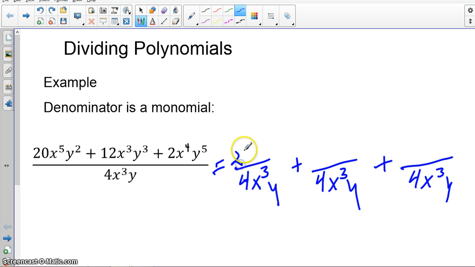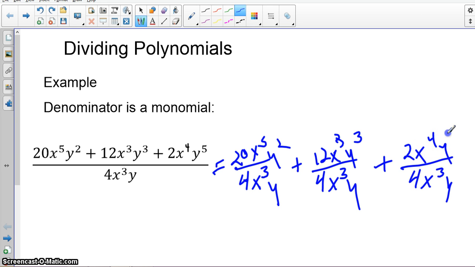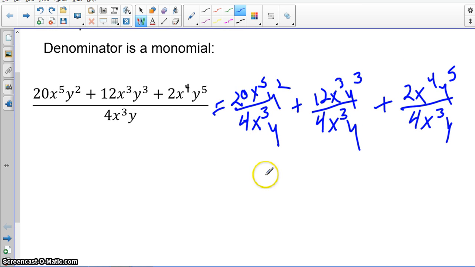So we have 20 x to the 5th y squared, 12 x cubed y cubed. I'll fix that 3 in a second. There we go. So it's dividing all three parts, and I would just think of that in my head. And so then you do all three of these problems individually.